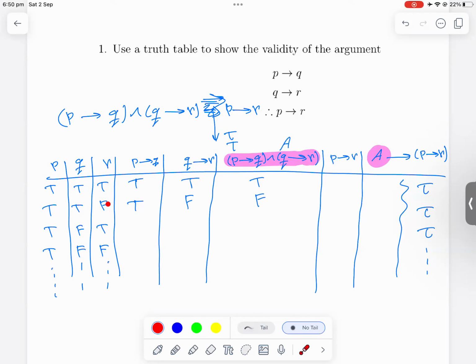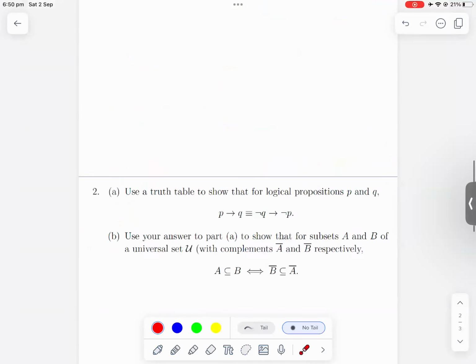From P, if P is true but it's not implying truth, then it will be F. So T, F, and you see that here T, T, so this A, T, implies this, T, which is right. F, F, which is right. T, T. And you continue to complete this truth table, which will have 8 rows. All right, so let's go to the other question.